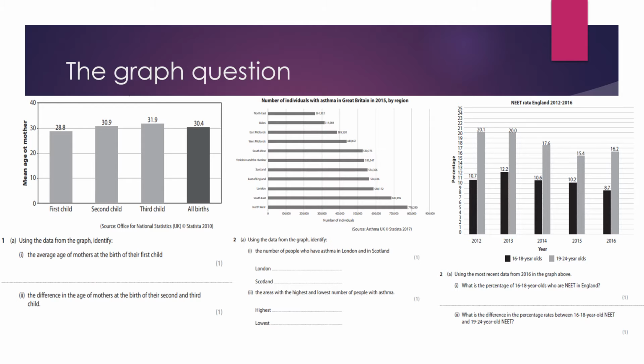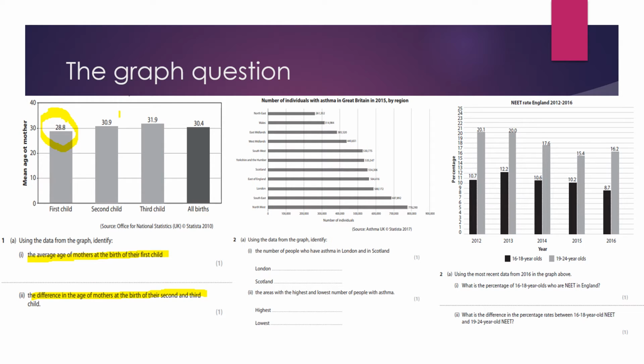There's nothing too complicated. Looking at this first question on the left-hand side, it says the average age of mothers at the birth of their first child. Well, first child is the first column. We've got 28.8. That's hopefully not too difficult. The second question is the difference of mothers between their second and their third child.